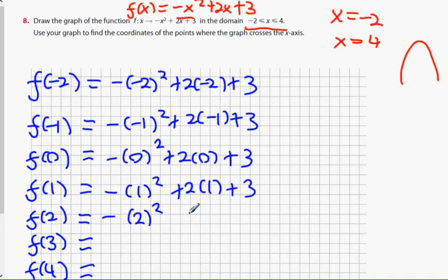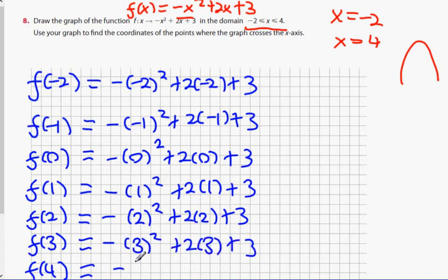-2 squared plus 2 bracket 2 plus 3. -3 squared bracket 2 plus 3 plus 3. And finally -4 squared bracket 2 times 4 plus 3. All this here goes to your workings mark. Sometimes it used to go for like 10, 15 marks, okay?